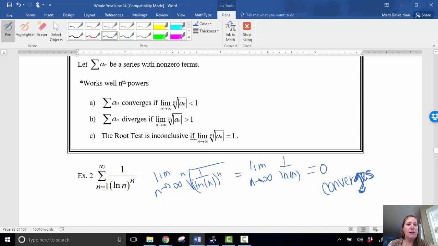Okay, so go ahead and get started. Again, with the root test, just look for anything to the nth power. That'll be a good hint that it's going to be the root test.